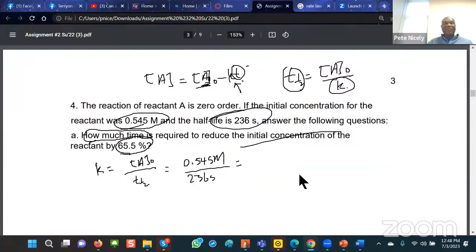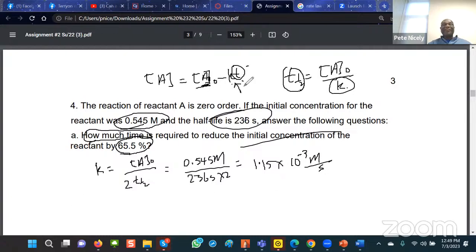So this should be 2 times T half. I apologize for that. This should be times 2 here, all right? So when I did that calculation, the answer I got is 1.15 times 10 to the minus 3 M over S, right? So that's K, okay.